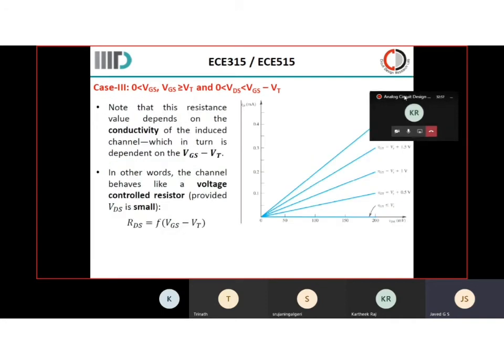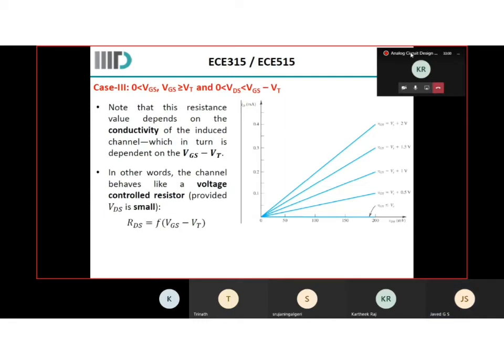So this is a graph which shows the various plots with respect to how the VGS responds. The resistance value depends on the conductivity of the induced channel, which in turn depends on VGS minus VT. So as you increase the VGS minus VT value from 0.51 volt, you will see the conductivity going up, and when the conductivity goes up, your resistance falls and the amount of current that flows through the channel also increases. So RDS is actually a function of VGS minus VT, or the overdrive voltage. So it's behaving like a voltage controlled resistor, provided VDS is very small.